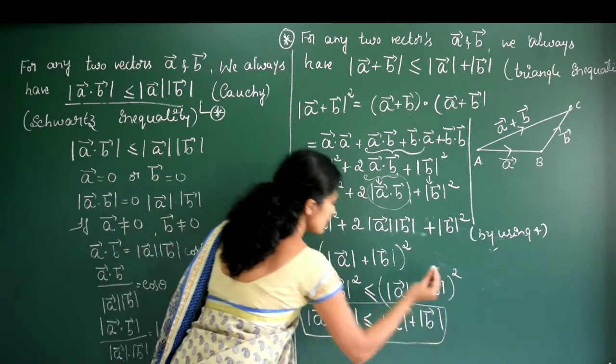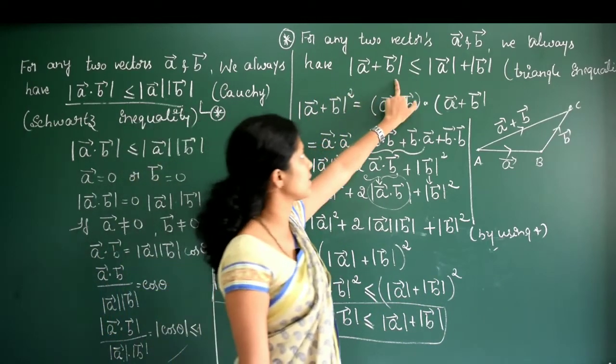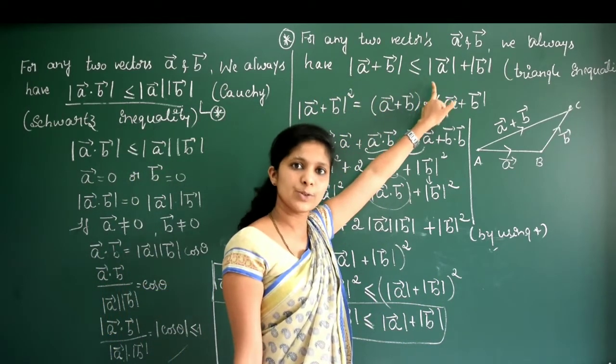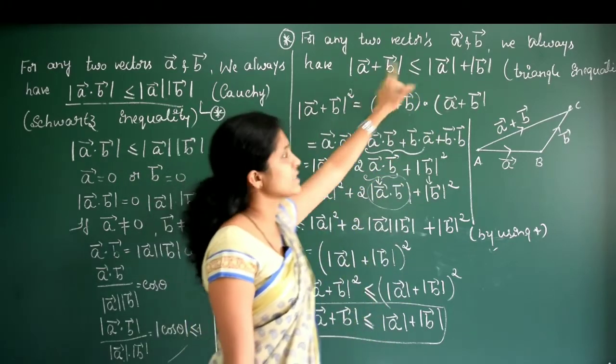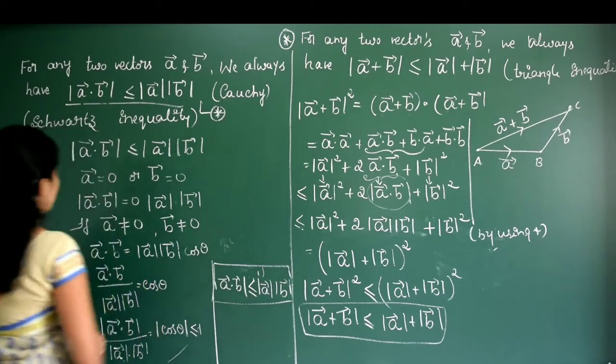We proved this: magnitude of a vector plus b vector is less than or equal to magnitude of a vector plus magnitude of b vector. Now if it is equal, what happens? Let's see the next condition.